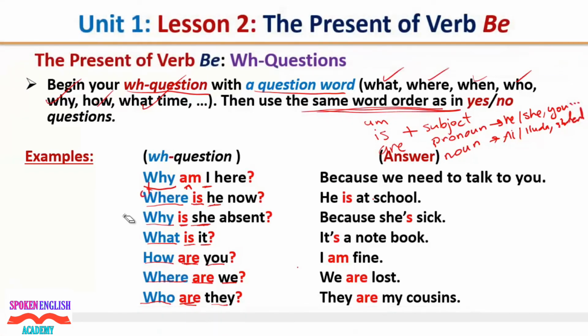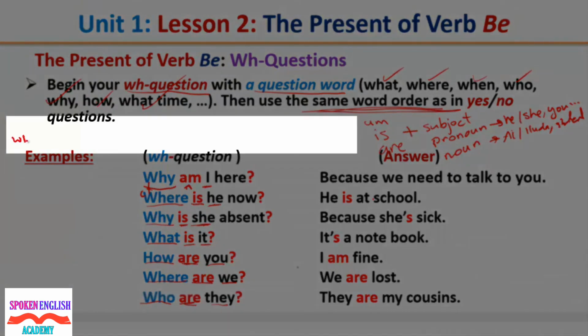Notice here that the word order is very important in WH questions. Start your question with the WH word. Then we put a verb. Then we need a subject. Then we complete our question.